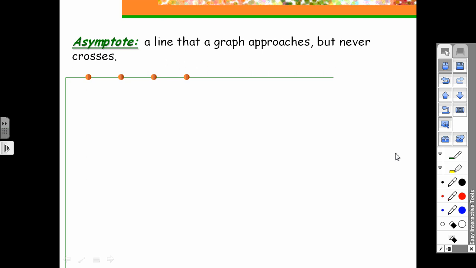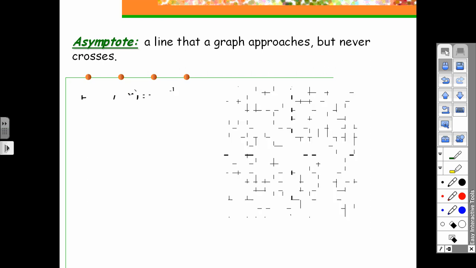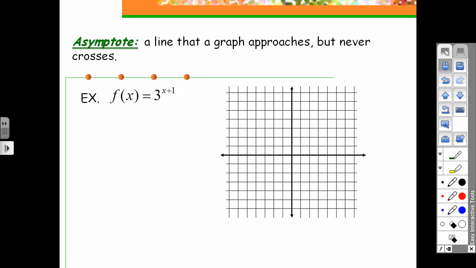Oh, we already defined what an asymptote is, so. All right, so here we go. Now we have something a little bit more complicated, only in that our exponent is x plus 1.